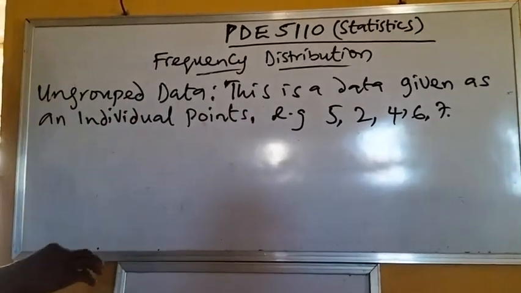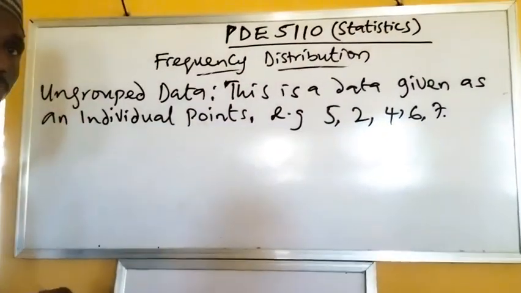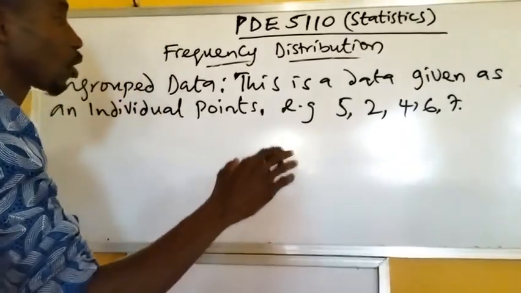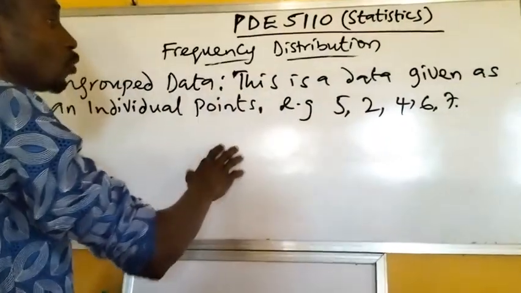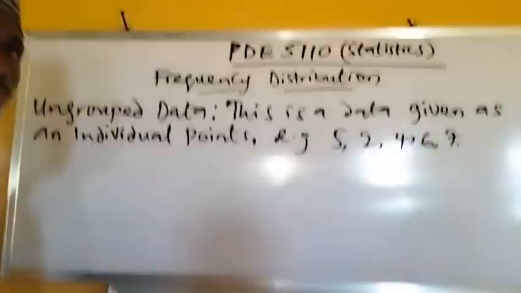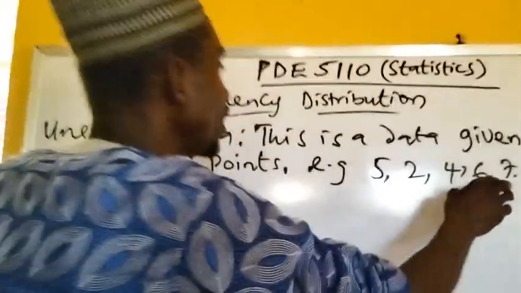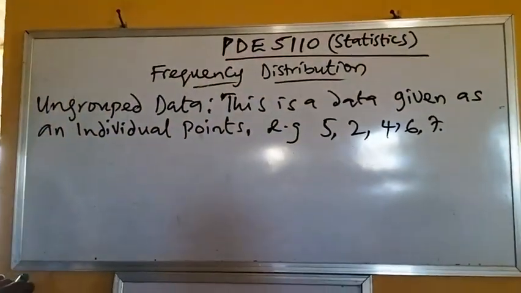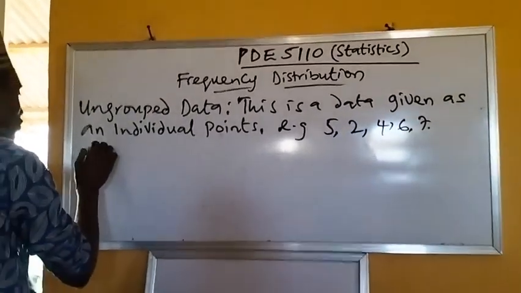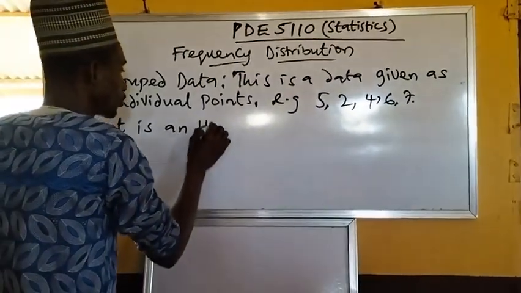Like I have said earlier, if we are going to arrange this data in a tabular form, whatever result we get from it will be referred to as ungrouped frequency distribution. So this leads us to the question: what is an ungrouped frequency distribution?